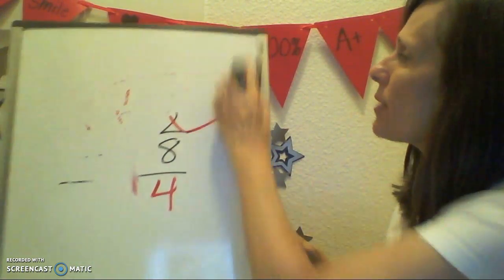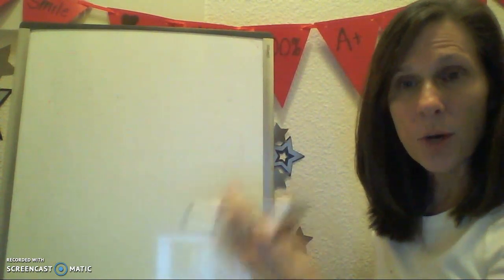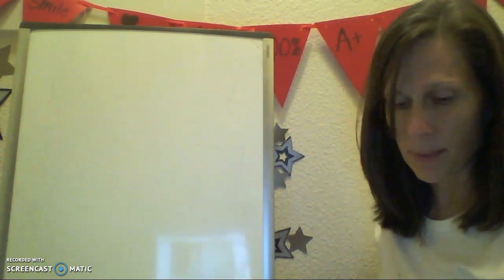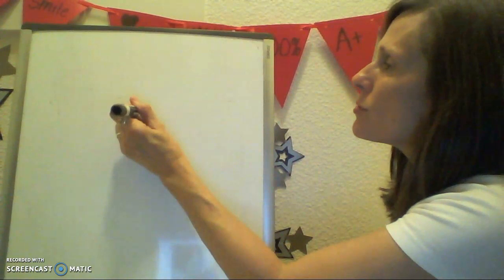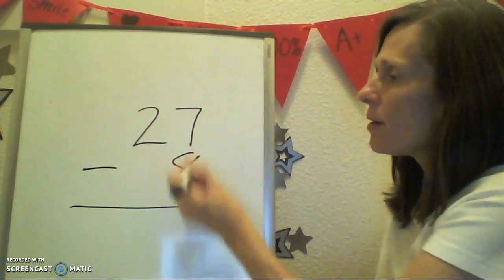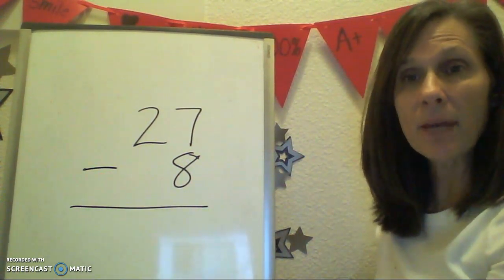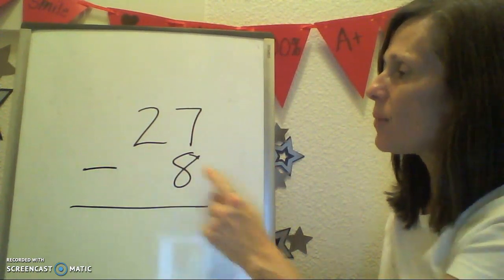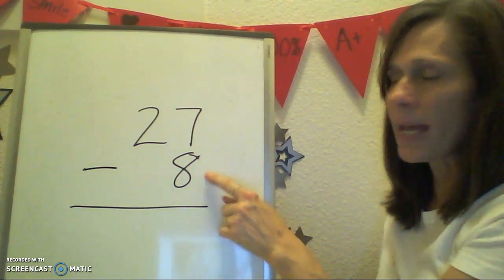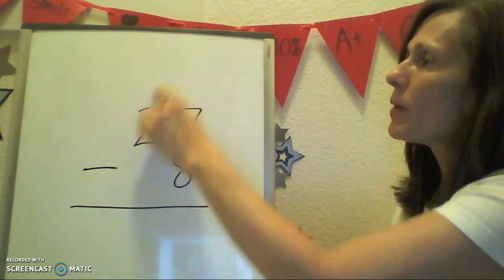All right, let's do another one like that for a little bit of practice, just going from the tens place to the ones place. Let's do 27 minus 8. I look at my subtraction sign and ask myself, can I do it? 7 take away 8. Well, 7 is smaller than 8, so the answer is no. So when there's more on the floor, we go next door.